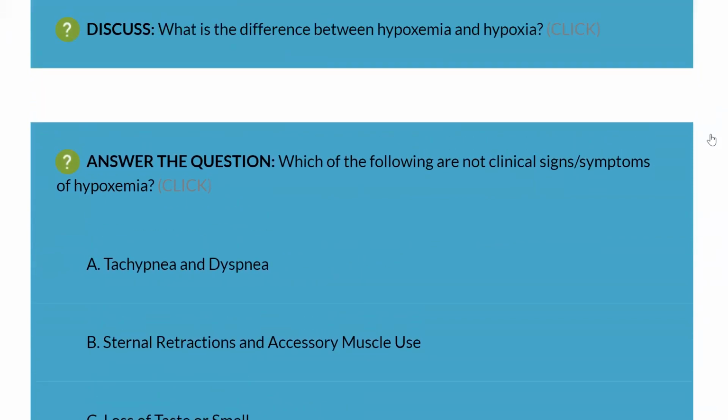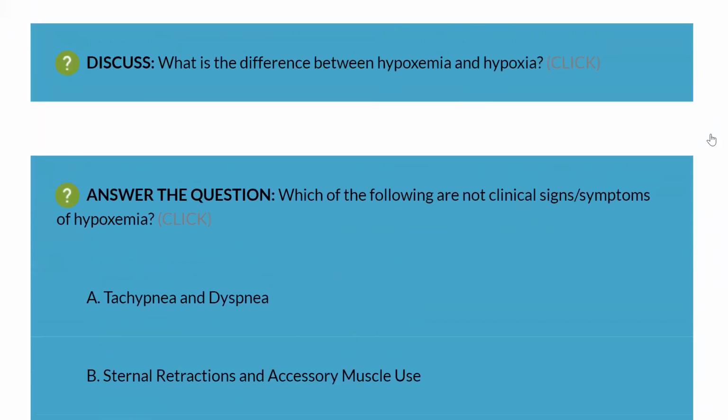Before we move on, I would like to share my screen a little bit and show a summary of some causes.